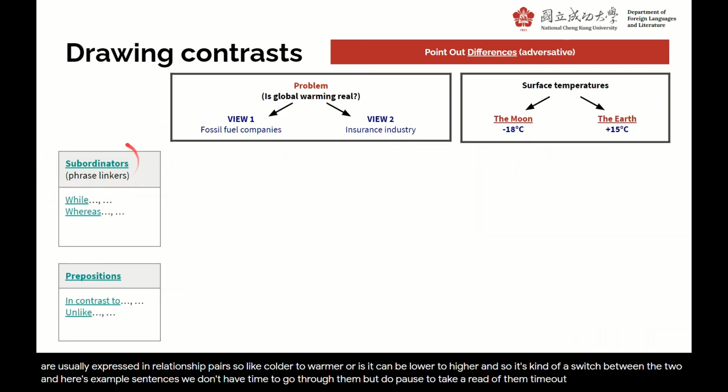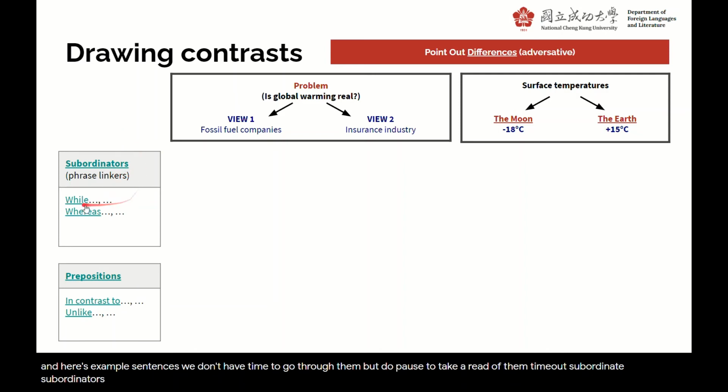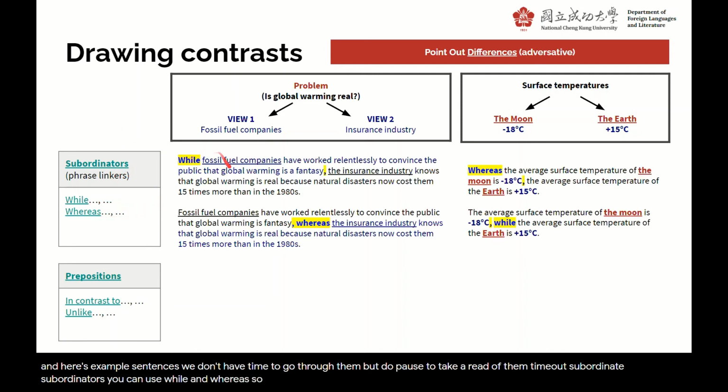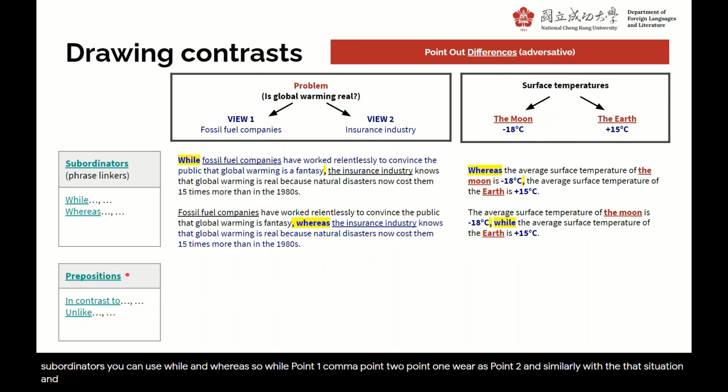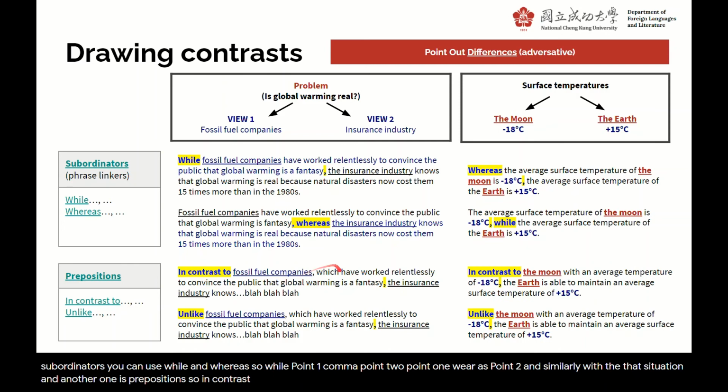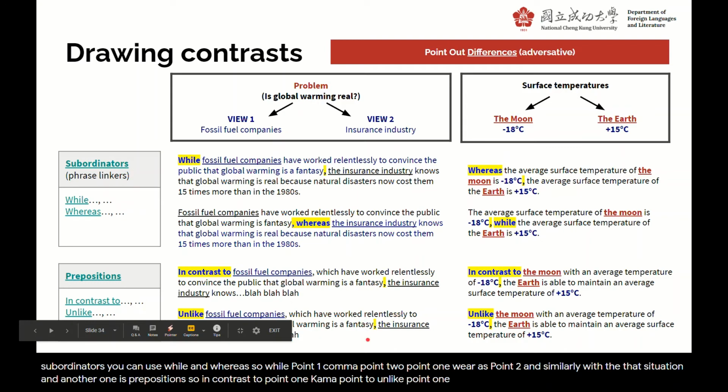Talking about subordinators, you can use "while" and "whereas". So "while point 1, comma, point 2", or "point 1, whereas point 2", and similarly with that situation. And another one is prepositions. So "in contrast to point 1, comma, point 2", or "unlike point 1, comma, point 2".